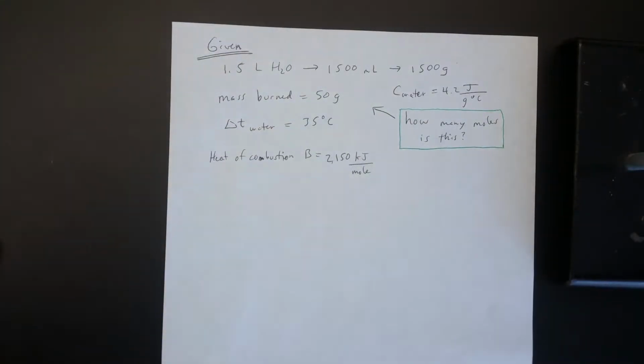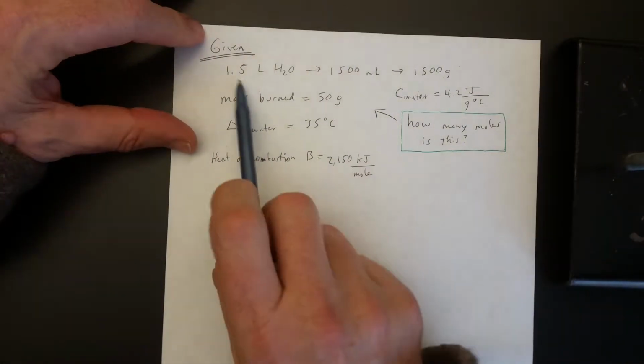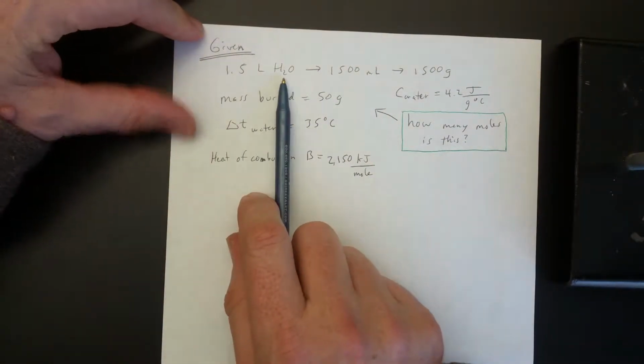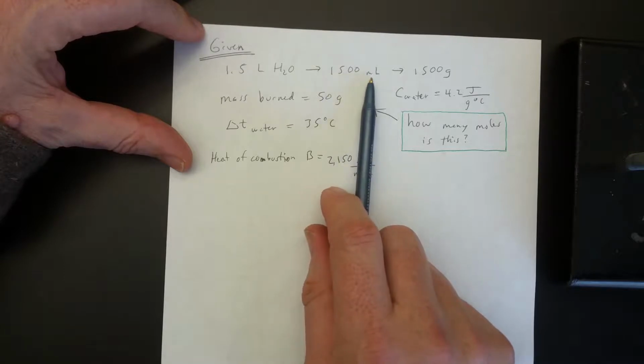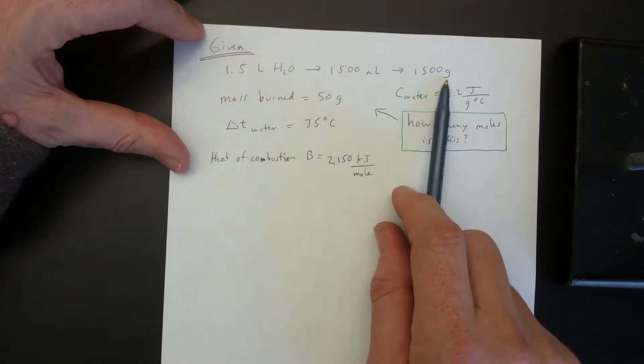Okay, yeah, this is a really good question you ask here. First thing we want to do is look at what information is given. So we're told we have 1.5 liters of water. So we know that's 1,500 milliliters, and a milliliter is a gram, so that's 1,500 grams.